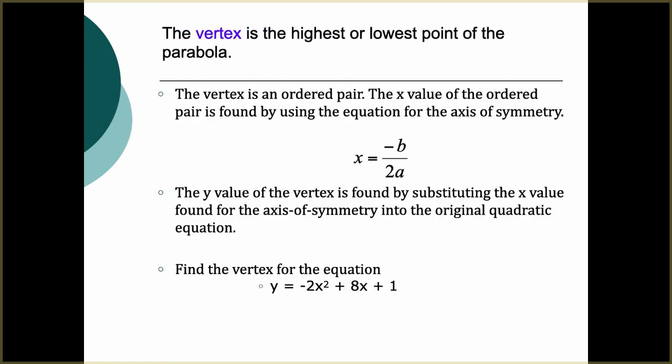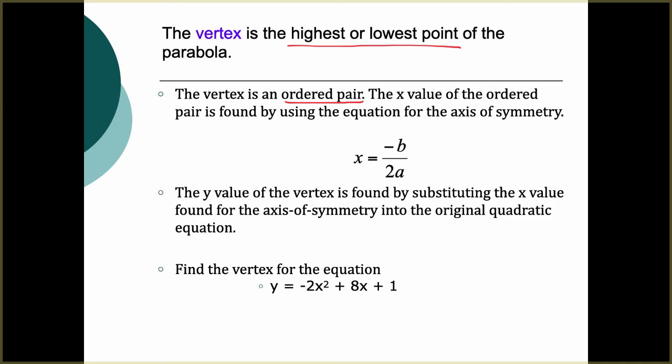The vertex is the highest or lowest point of a parabola. Notice our first bullet says the vertex is an ordered pair. Because it says that the vertex is a point, it is our highest or lowest point. Points come as ordered pairs. The x value of the ordered pair is found by using the equation for the axis of symmetry. Sometimes you will see this axis of symmetry formula called the vertex formula, because we use it to also find the x coordinate of the vertex.